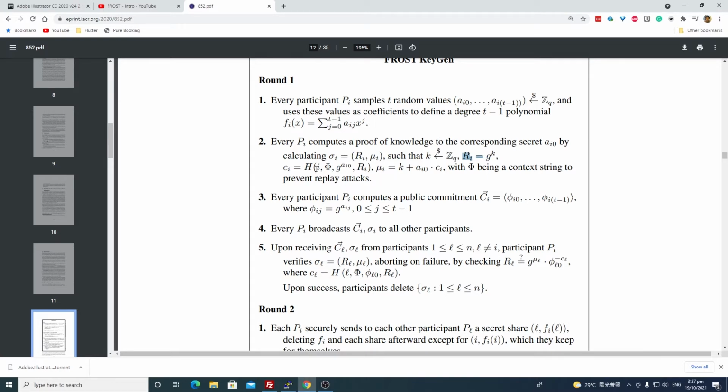And now you hash i, which is your index, phi, which is some string, and the public key. So phi is any string that you will change every time, so that this hash will change on every signature, even if other things are the same. It prevents people from repeating your signature and replaying that as a new round. So phi and then g to the ai0. So that's your public key. And Ri.